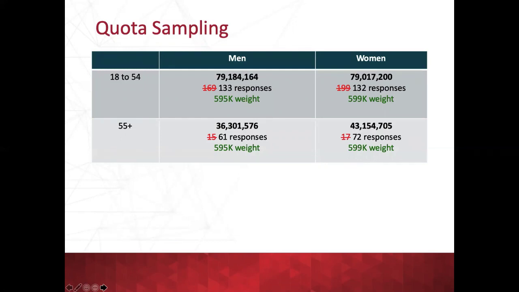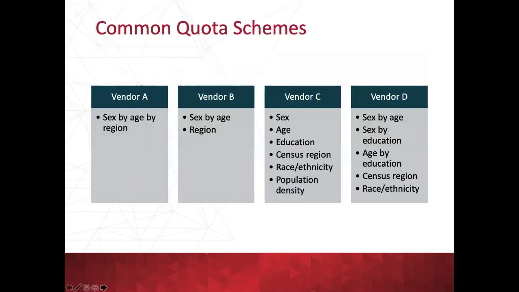And quota sampling is still traditionally done on a cell basis. Here's a simple quota sample using our prior example. If we had wanted the weights to be as minimal as possible, how many people would we have needed in each cell? This survey, as I referenced, underrepresented 55 and up, so you would have needed 61 men and 72 women. By designing a quota scheme like that, the effective weights on age and gender are now much lower, and you've gotten a more representative sample.